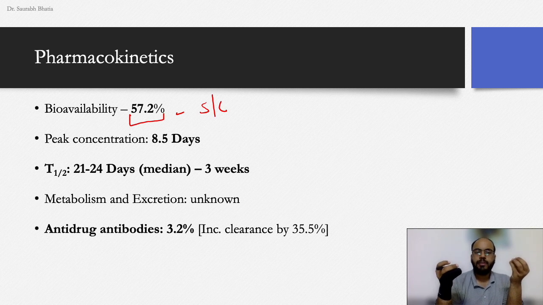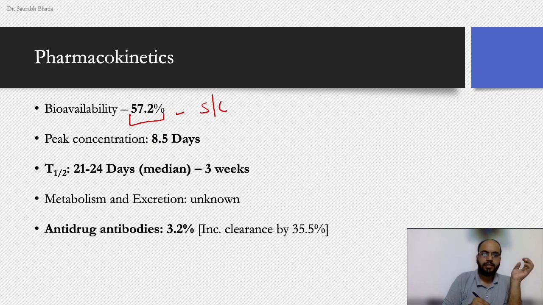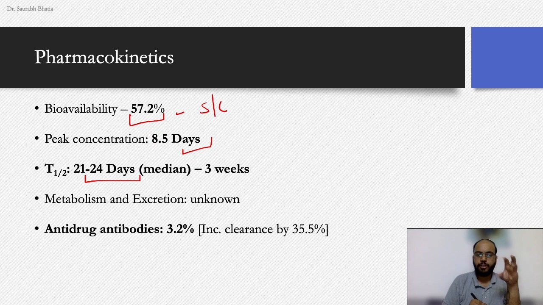So for ustekinumab, it's one of the lowest bioavailabilities, 57.2%. Peak concentration occurs after 8.5 days of the first dose. Half-life is around 21 to 24 days. In all the studies which were done on psoriatic patients, the half-life was about 21 to 24 days. However, a good value to remember is 3 weeks. So half-life is roughly about 3 weeks.